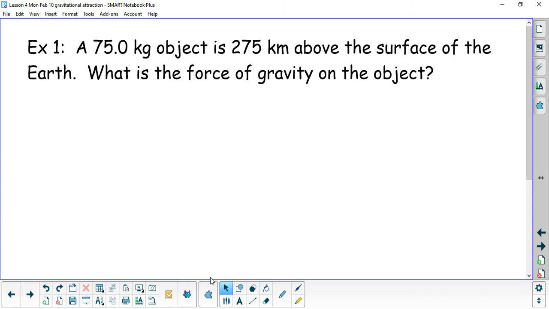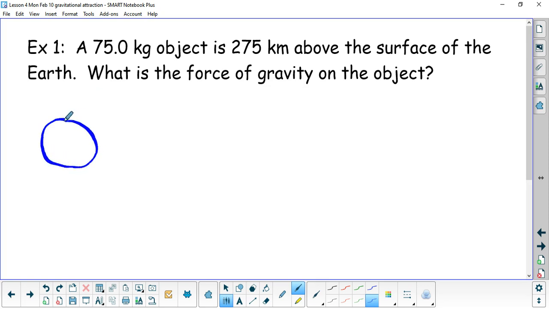I'm just going to try to apply our universal gravitational equation to a situation. So this is saying I have a 75 kilogram object, but it's not on the surface of the Earth. It's above the surface of the Earth, which is why I have to use the universal equation. Because if it was on the surface of the Earth, I could just use the normal small gravity equation. But in this case, it's up there, so I have to use the big one.